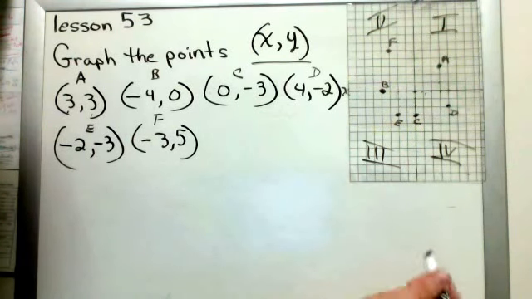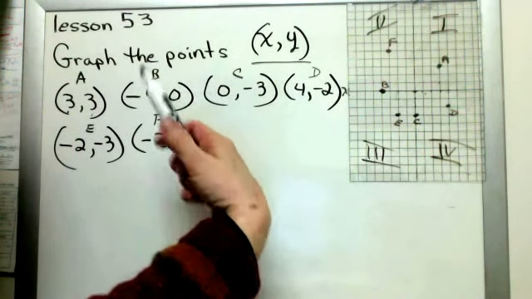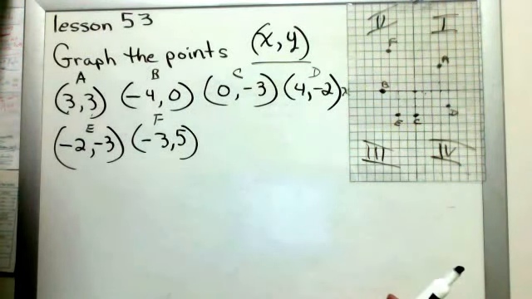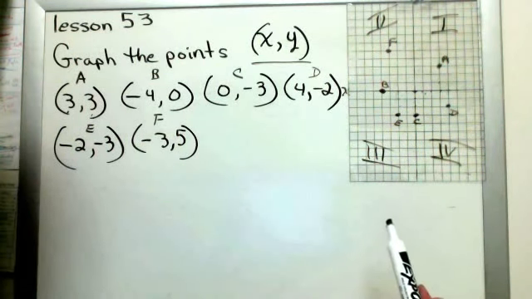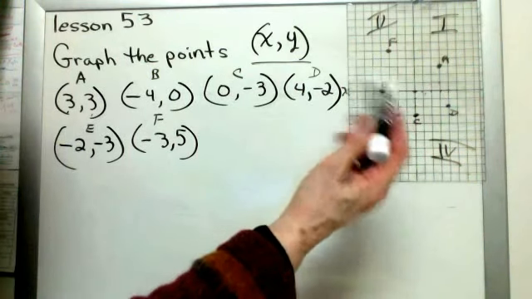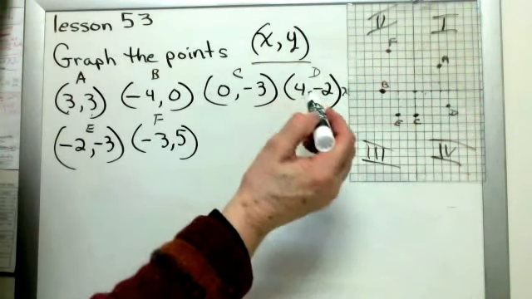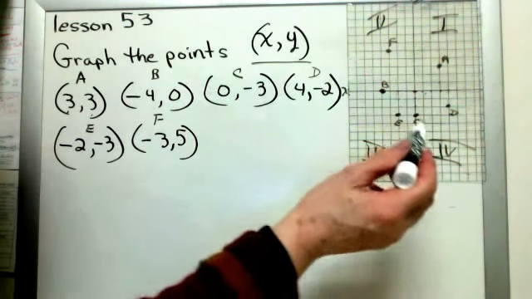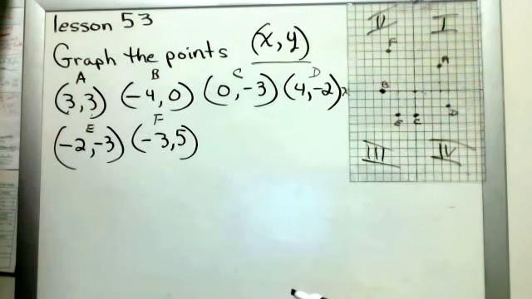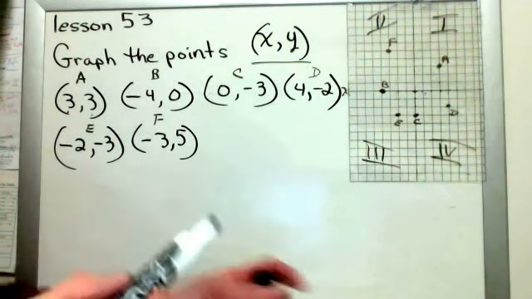So if I asked you, what quadrant is point B in? Uh-oh. It's right on the line between 2 quadrants. That's called a quadrangle point. But what about point D? What quadrant is point D in? Ah, quadrant 4. What about point A? Quadrant 1. Point E? Quadrant 3. All right, good luck graphing.